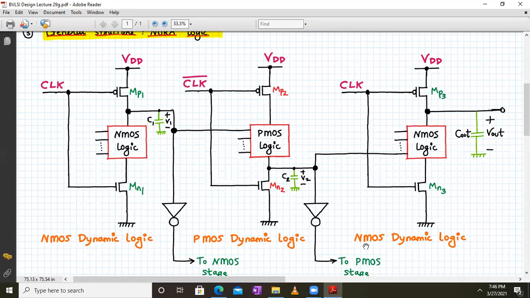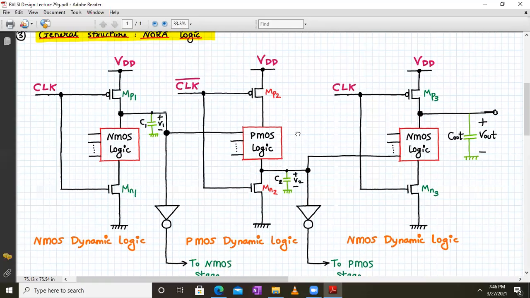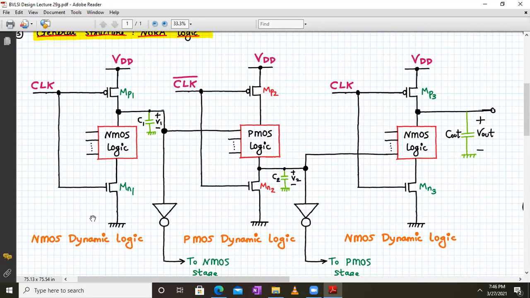So this is how a NORA logic looks. The first stage is my NMOS dynamic logic. We have a pre-charge transistor named MP1, an evaluation transistor named MN1, which is the NMOS, and we have the NMOS logic, the NMOS pull-down network, whatever we want to call it. At the output, we have a capacitive load, which is C1. The voltage across the first stage is V1, and we have a clock given to the gate terminals of MP1 and MN1. So this is my NMOS dynamic logic.